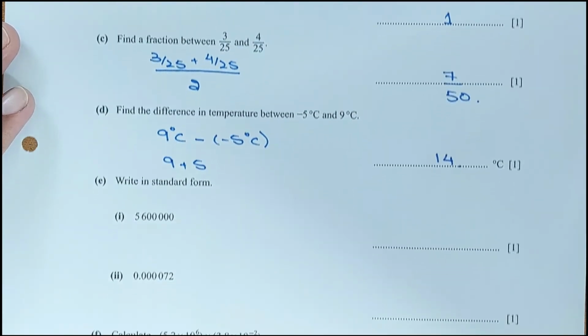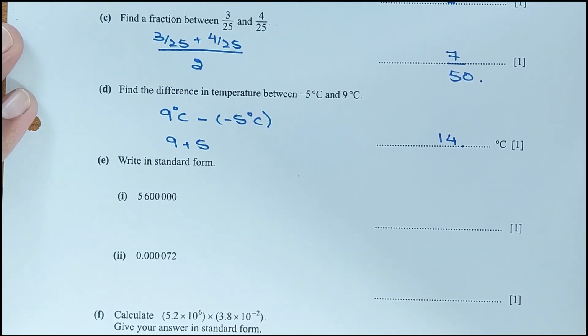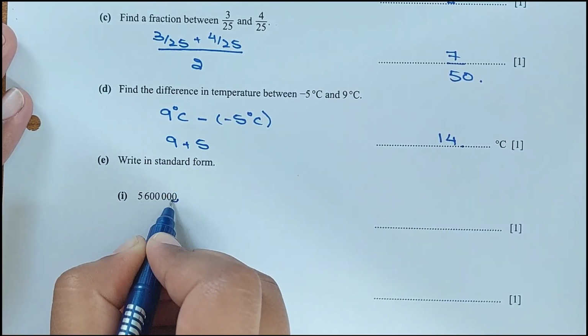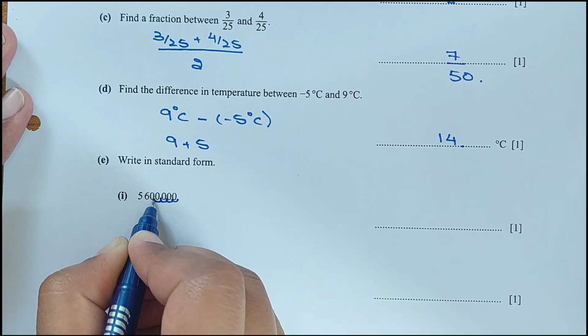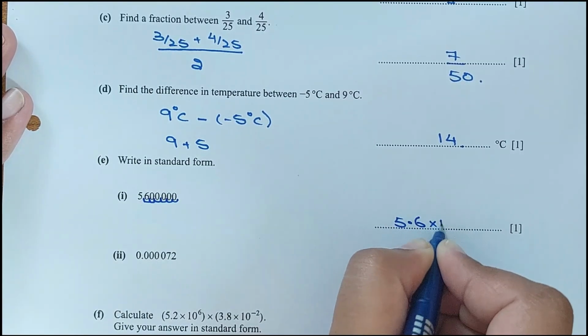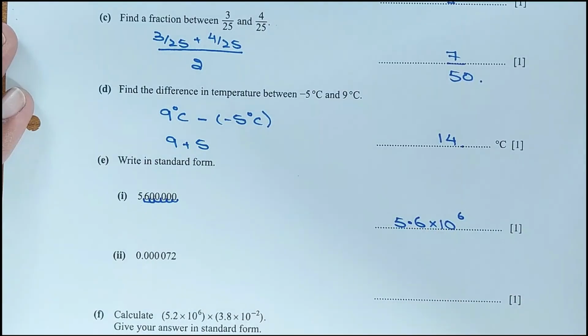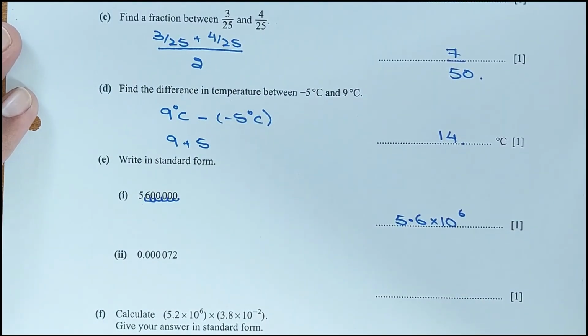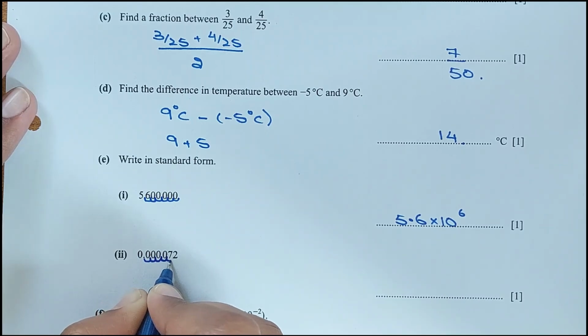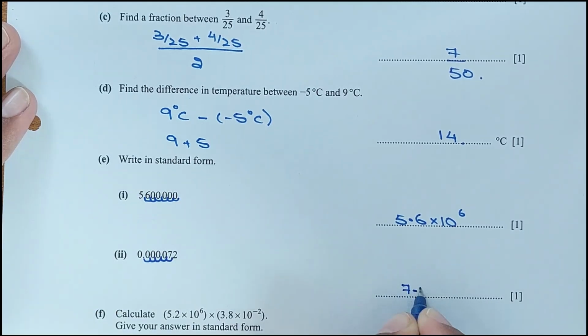Now for part E, write in standard form. Okay, so we have to move the decimal point to the left. 1, 2, 3, 4, 5, 6. 5.6 times 10 to the power 6. We are moving to the left, so it is positive. Okay, now we are moving to the right. 1 unit, 2, 3, 4, 5 units. 7.2 times 10 to the power -5. When we are moving to the right, it's negative.